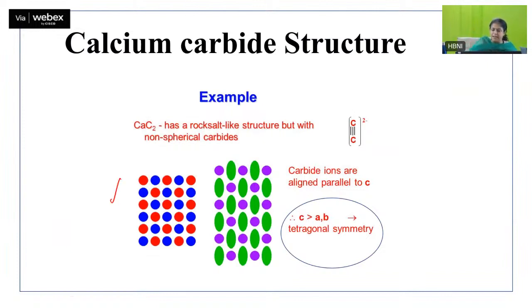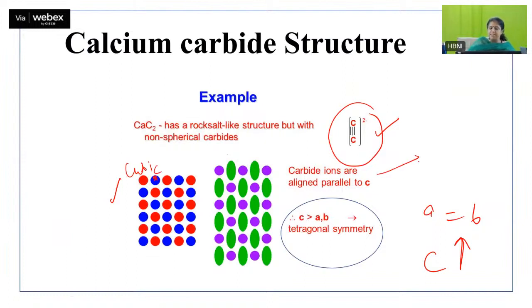Now, the carbide ion is an elongated ion. Normally, our chloride, sodium, those kinds of ions are spherical. We generally assume that the electron density is spherical. Now, this is an elongated ion. If I place an elongated ion in place of this blue ion, along the C-axis, A and B are similar, but C becomes longer than A and B. So even though your NaCl was cubic, CaC2 is tetragonal. So it does not have the rock salt structure. It has a rock salt like structure.